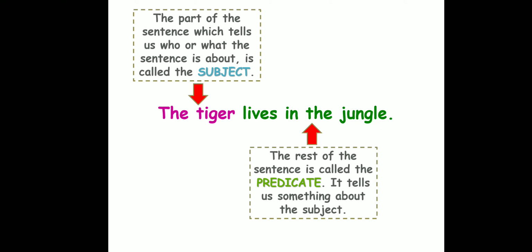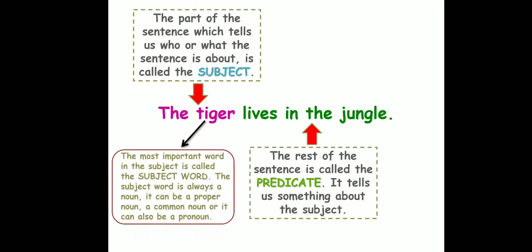So we understood what is a subject and what is a predicate. All the words in the previous sentences which were in pink, that is the thing or the person that we were talking about, was the subject, and the green words were the predicate. Now there is another interesting thing which I want you to see in this slide. So it is about the word tiger. Let's read this. The most important word in the subject is called the subject word. The subject word is always a noun. It can be a proper noun, a common noun, or it can also be a pronoun.